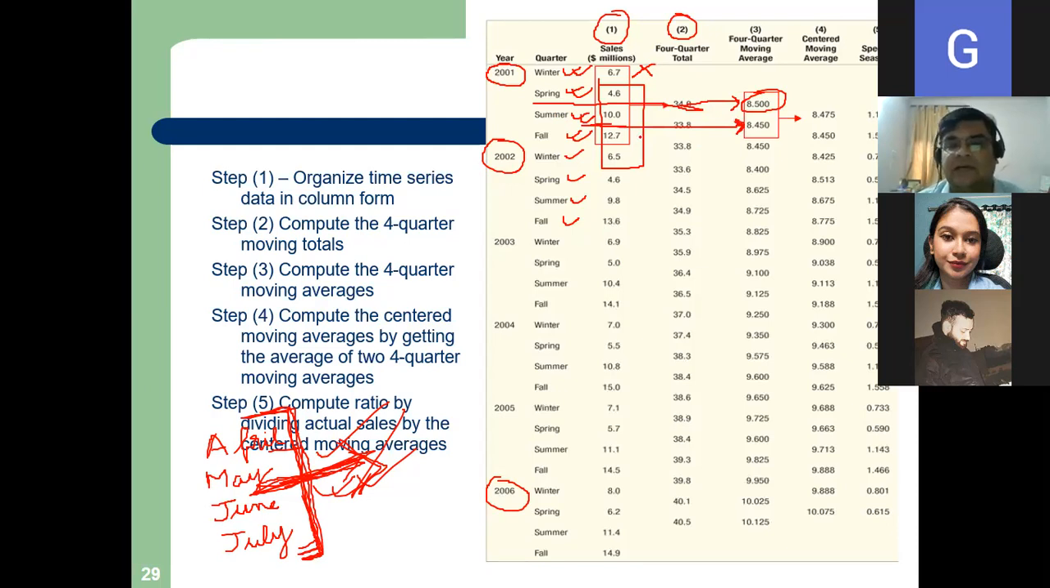In this way, next I will leave which two? First, I will leave spring also. Then next I will take the next 4. Okay, hope you are getting it. And so on, I will calculate the average. I will write it between fall and winter.